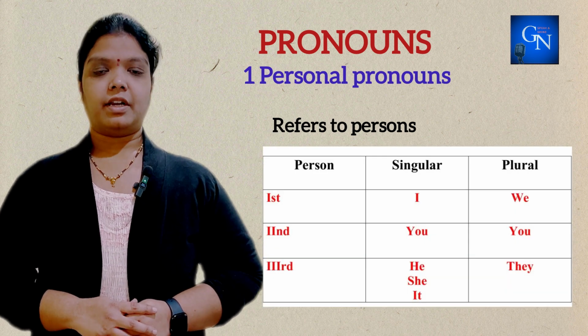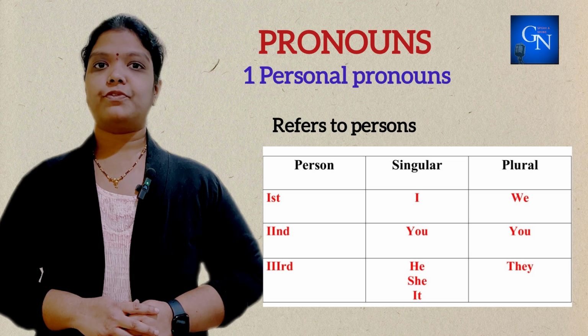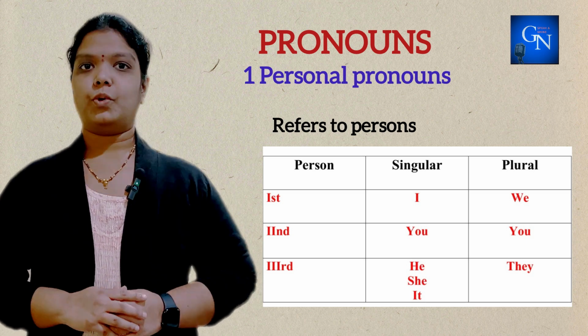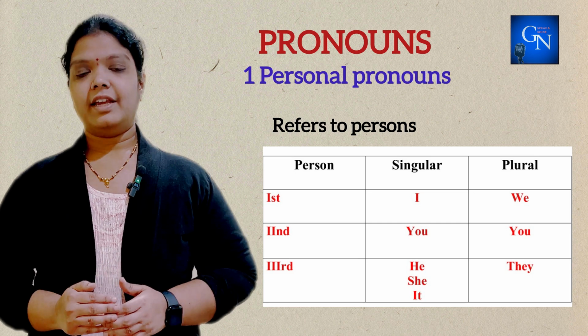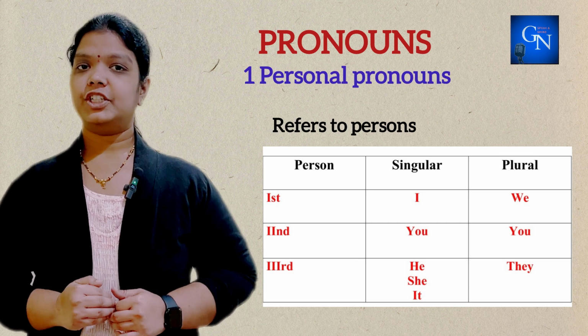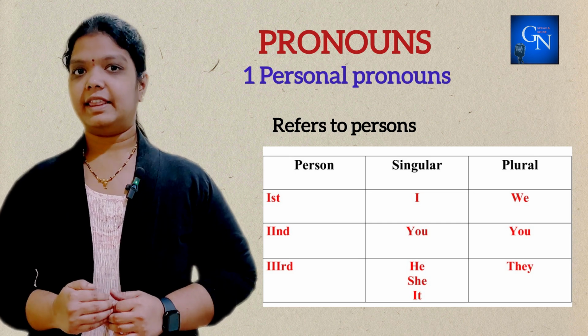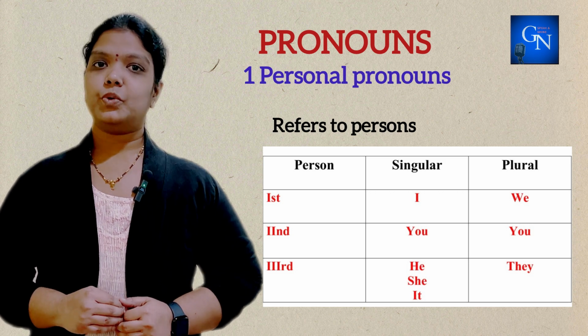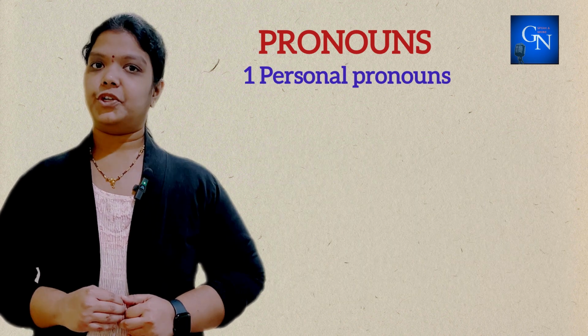Just look at the table. Here are the pronouns that we use for first person, second person, third person, singular and plural. I, we, you, he, she, it, they. For both second person singular and plural, we use the same pronoun called you.